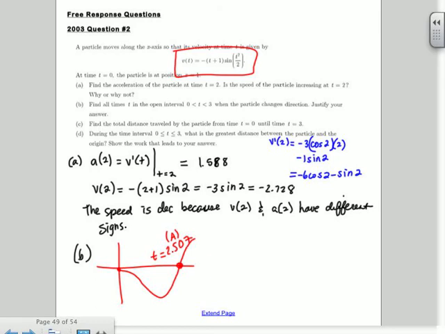Okay, so your answer for this one is at t equals 2.507. It doesn't say seconds or minutes or anything, so we can leave it like that. The particle changes direction. And you can justify by saying because the velocity changes from negative to positive, or you could even just say because the velocity changes sign.